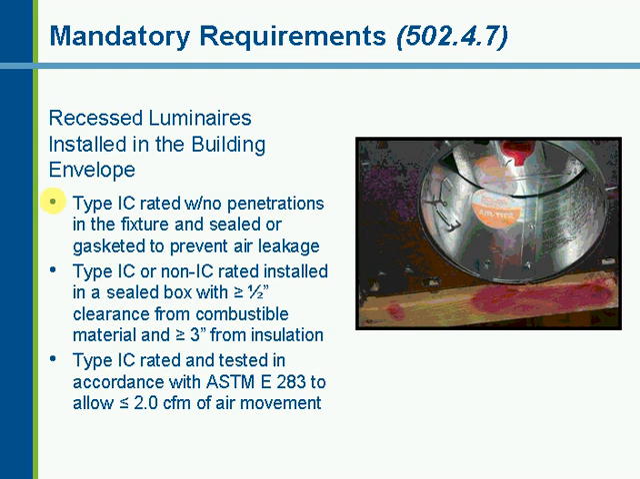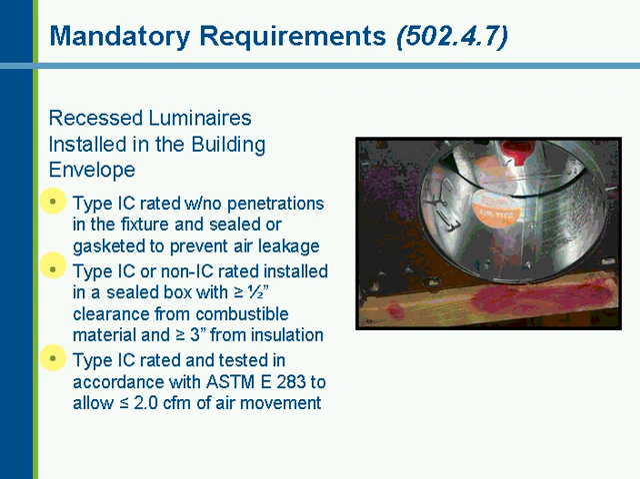Option number one is Type IC rated with no penetrations in the fixture and sealed or gasketed to prevent air leakage. So the IC rating will give you the insulation contact, and the no penetrations reduces the infiltration. The next is Type IC or non-IC rated, installed in a sealed box with greater than or equal to 1/2 inch clearance from combustible material and greater than or equal to 3 inches from insulation. This is typically the least desirable way of installing the cans from a cost standpoint and things like that, because essentially you're taking a fixture that does not comply with the code and you're building a box, a gypsum board box or something over the top of that to seal it up from the building, from the attic area.